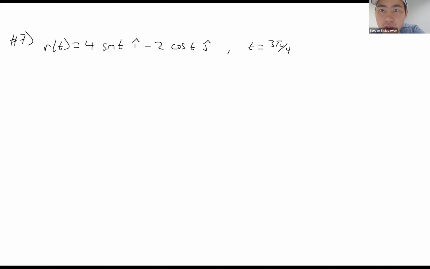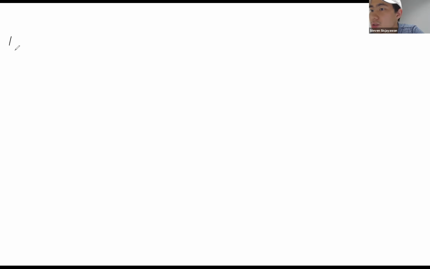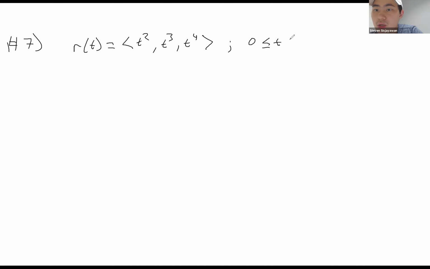Let me clear this out. Let's see, number 7. Okay, that makes so much more sense. They give us r of t equal to t squared, comma t cubed, comma t to the power 4, and the time interval is between 0 and 2. We're trying to find the length of the curve between 0 and 2.